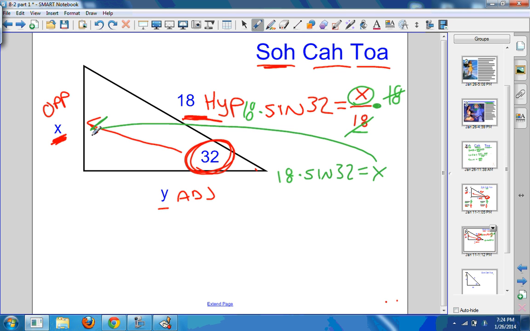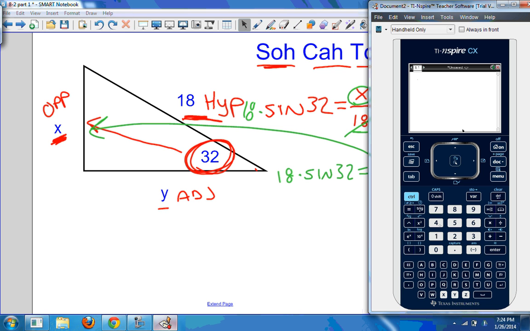This side over here. Now, 18 times the sine of 32 makes no sense for this side. I have no reference of it. I don't know how big that is. So we can use our calculators to calculate it. 18 times, if we hit the trig button, the sine of 32 degrees is equal to about 9.5.